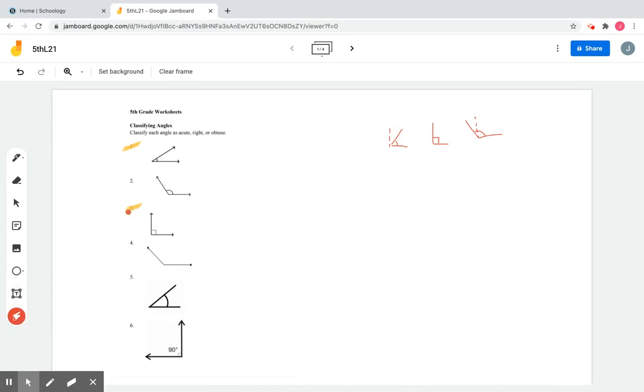If you look at number 1, let's say that this line is 90 degrees. This angle is smaller than 90 degrees, right? So this will be acute. All right, and for number 3, this is a 90 degree angle because it has this square looking thing. So this means that this is a 90 degree angle. So this will be a right angle.